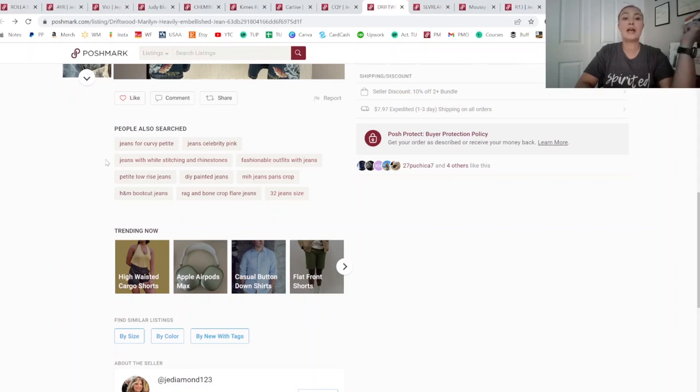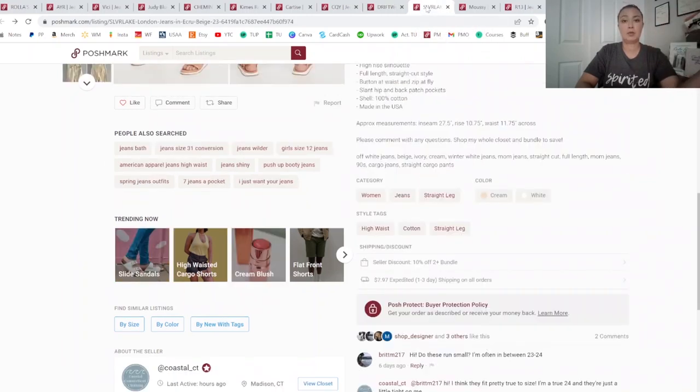That's information. That's a good keyword. Jeans with white stitching and rhinestones. Very specific. White stitching, if there's a certain kind of stitching, are you writing that? Fashionable outfits with jeans, MIH jeans, Paris crop, DIY painted jeans, petite low-rise jeans, H&M bootcut jeans, rag and bone crop flare jeans, 32 jean size. So again, many of those are things that we probably are already putting, but some of them are very interesting. Jeans bath, what the heck is that? Jeans size 31 conversion, jeans wilder, girls size 12 jeans, American Apparel jeans high waist, jeans shiny, okay, shiny jeans, push up booty jeans.